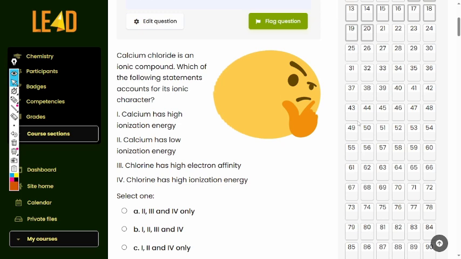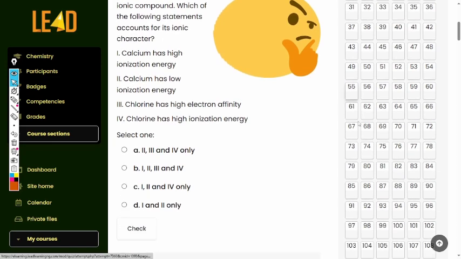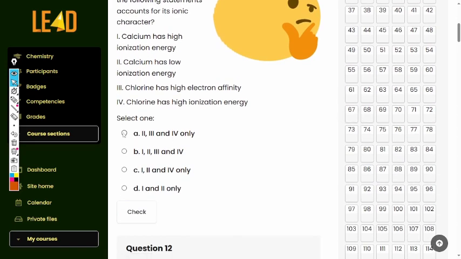So we found that 2 and 4 are correct. Now how about 3? Chlorine has high electron affinity. Electron affinity is the amount of energy that is released when an atom gains an electron to form a negative ion. So chlorine is a reactive halogen or non-metal because it easily gains an electron and releases a lot of energy in that process. So 3 is correct. It means the correct ones here are 2, 3, and 4, and that's option A. So the correct answer is A.